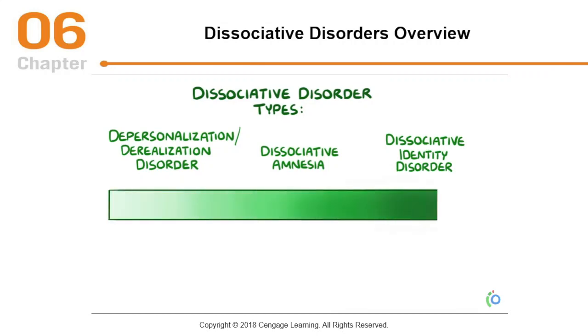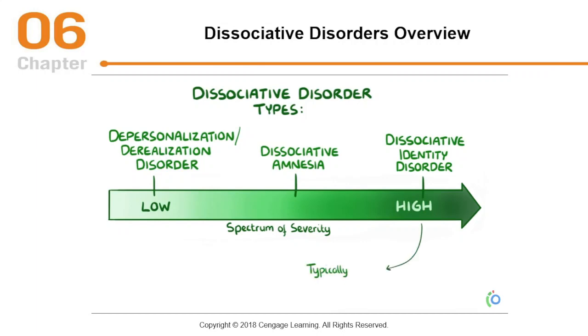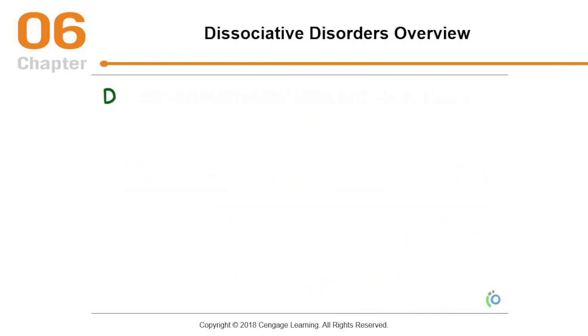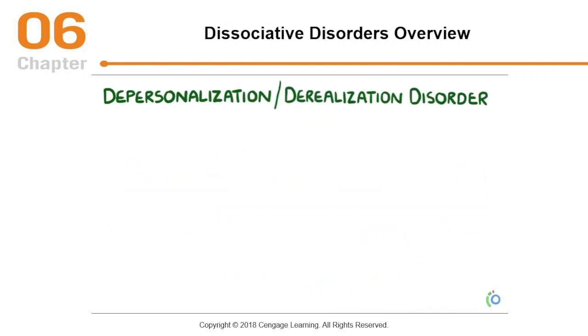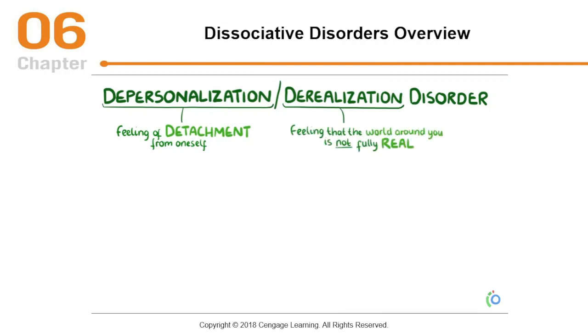Each of these disorders falls along a spectrum of severity, with depersonalization-derealization disorder being the least severe end of the dissociative disorders, dissociative amnesia falling somewhere in the middle, and dissociative identity disorder being the most severe. Typically, individuals with more severe dissociative disorders may have elements of less severe ones as well. With depersonalization-derealization disorder, depersonalization refers to a feeling of detachment from oneself, your own person, while derealization refers to a feeling that the world around you isn't fully real.